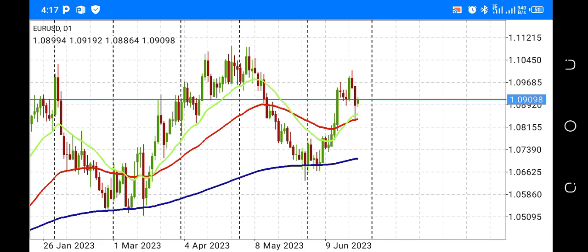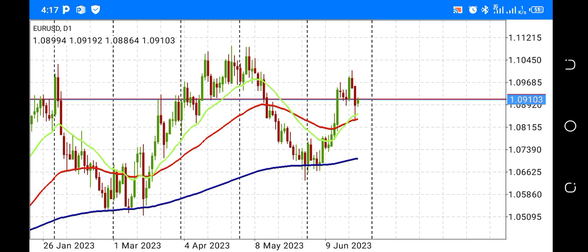Okay? A literal form of a support is simply a floor. When you throw a ball down, it gets to that floor, it bounces back up. It doesn't penetrate. But the difference between this literal explanation and the forex market is that the forex market is a flexible floor, it's penetrable, and it can be broken, and also a support can turn into a resistance.